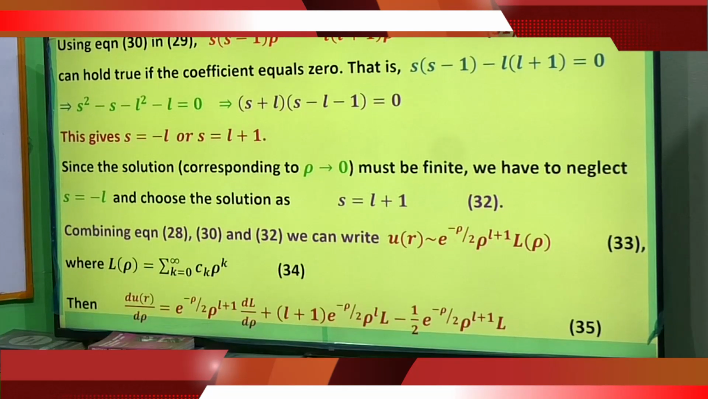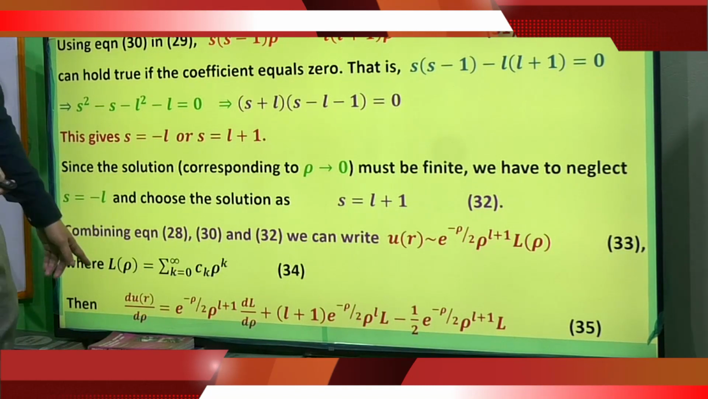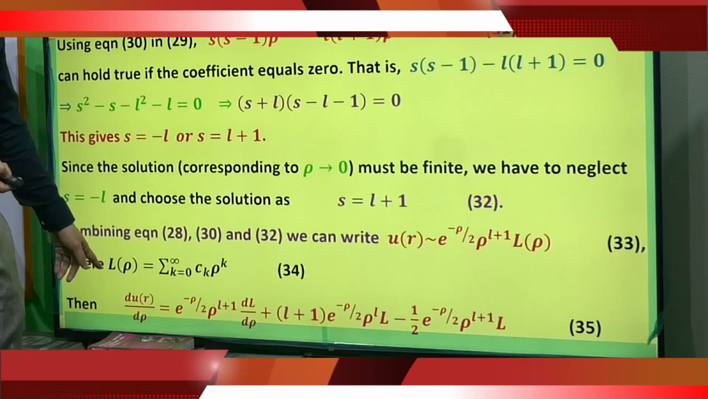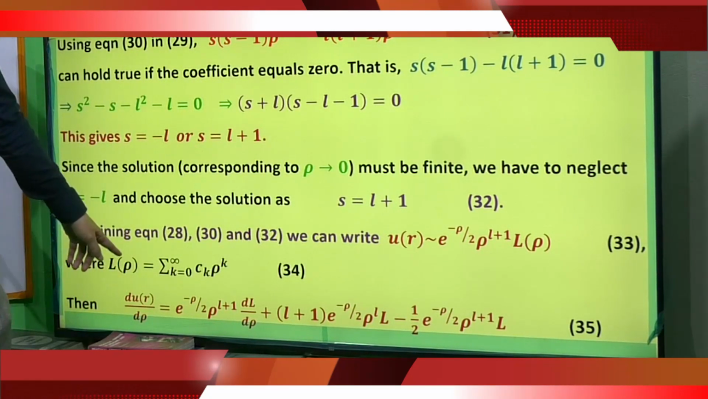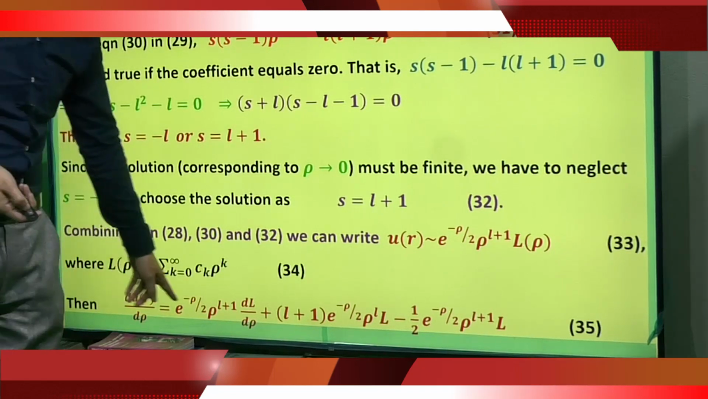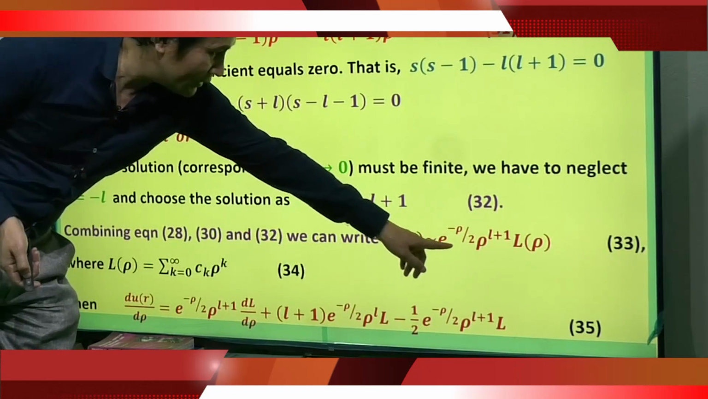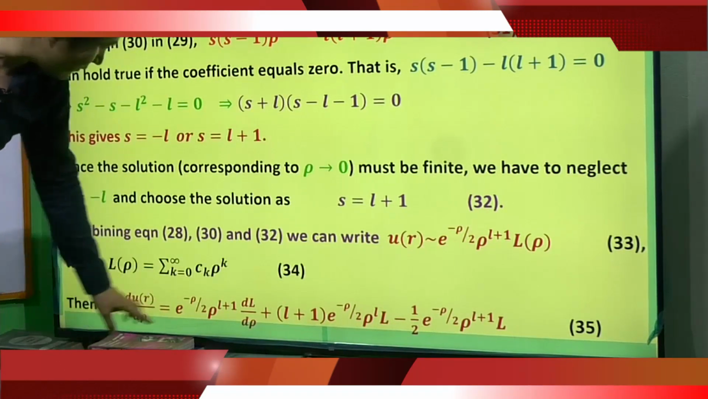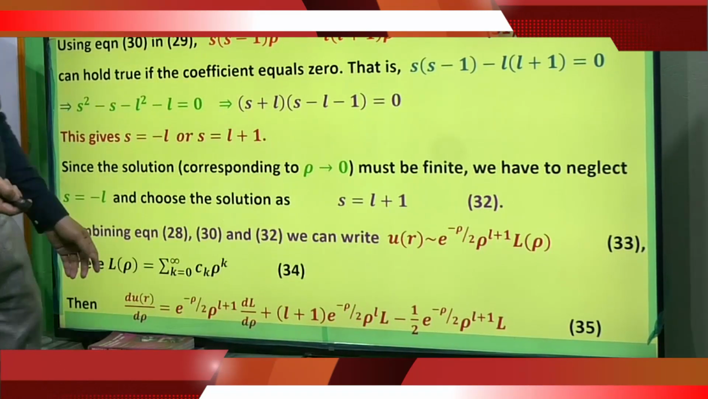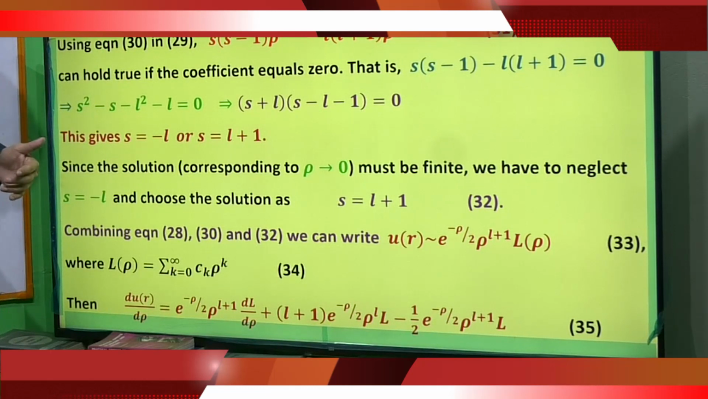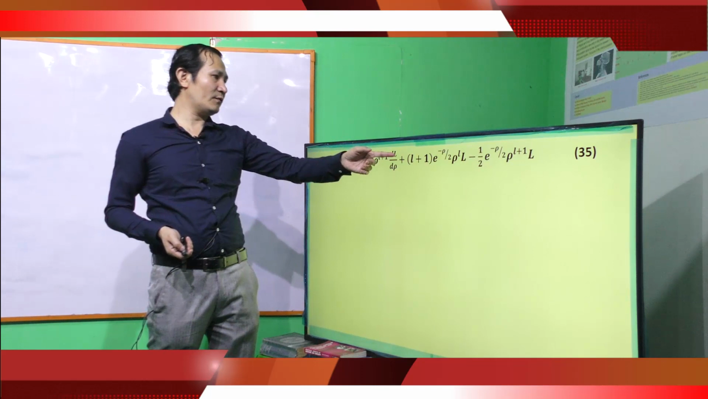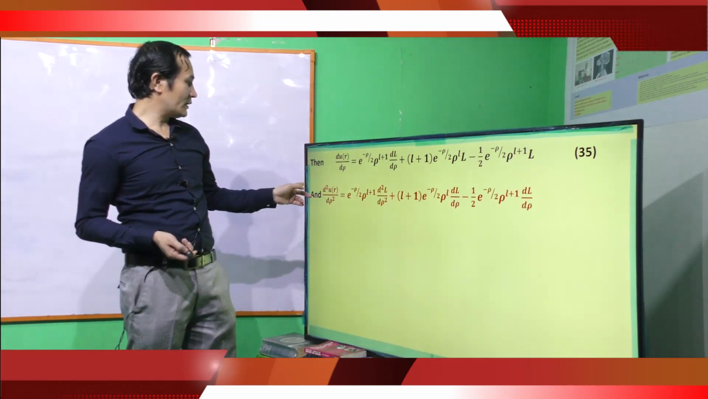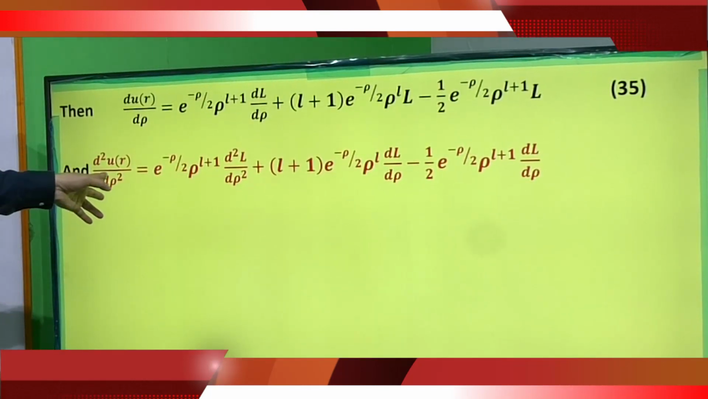Now, this is equation number 34. Next, we take the first order derivative with respect to rho, so you get this one. Here you get 1 factor, 2 factors, 3 factors. So this is the thing after taking the first order derivative. Next, taking the second order derivative, we'll get this.